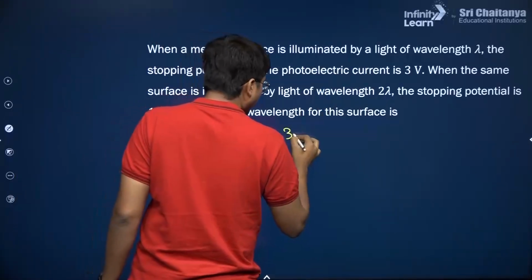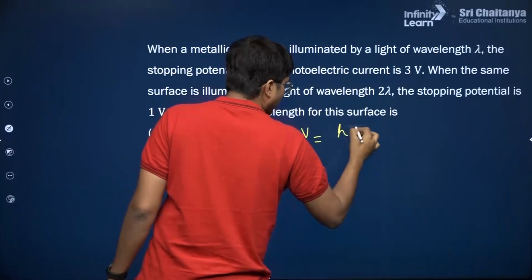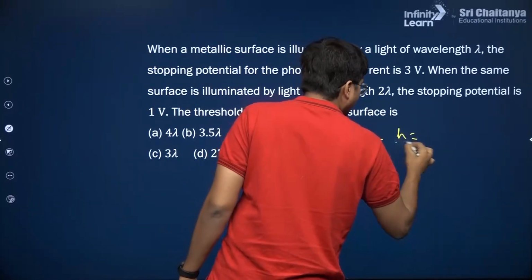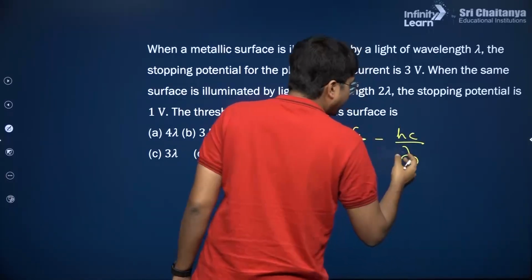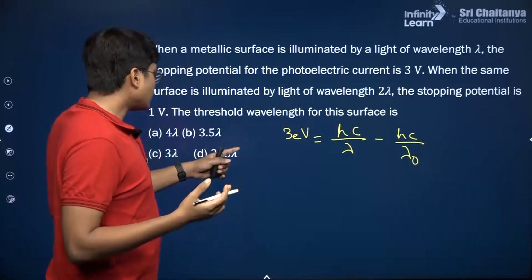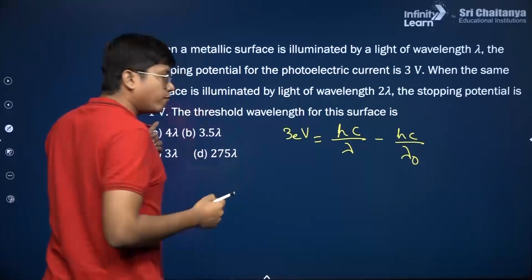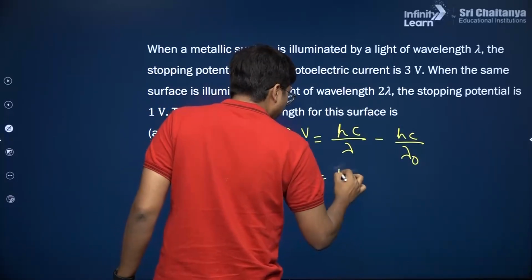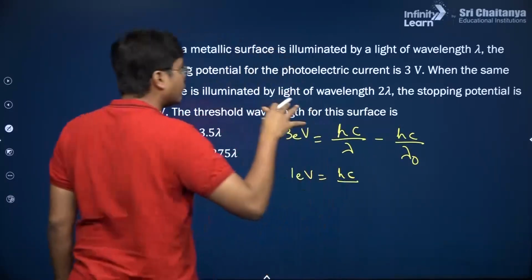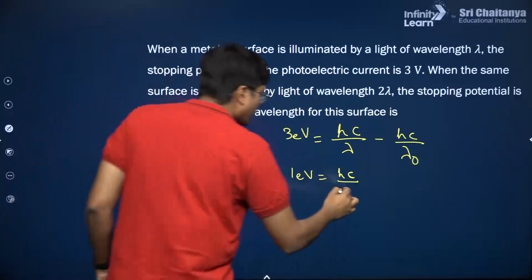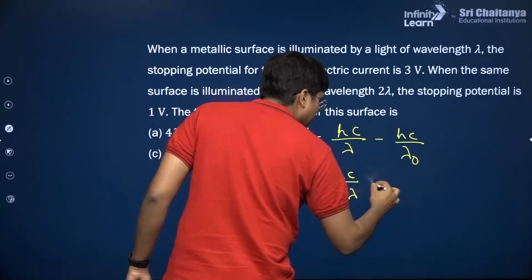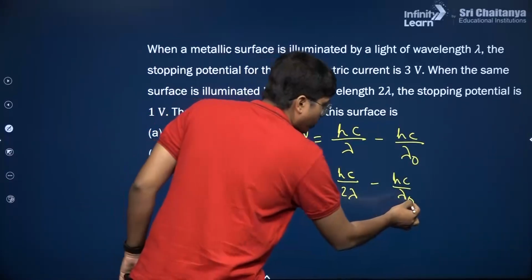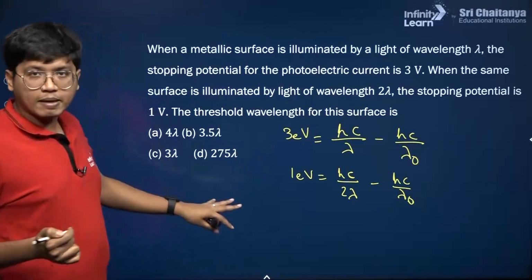So essentially 3 eV is equal to hc by lambda, where lambda is the wavelength that you supply, minus hc by lambda naught, where lambda naught is your threshold wavelength. In the second case, it is just 1 volt, so it is just 1 eV. So 1 eV is again equal to hc by 2 lambda, since the given wavelength now is 2 lambda, minus the same threshold term, hc by lambda naught. Not the stopping potential, the threshold wavelength.